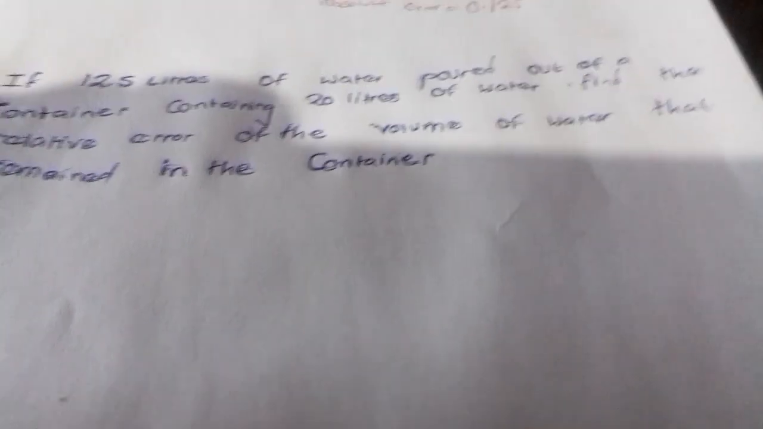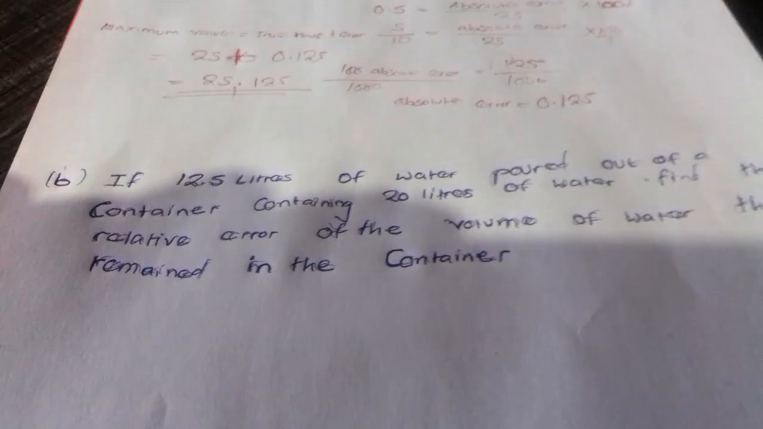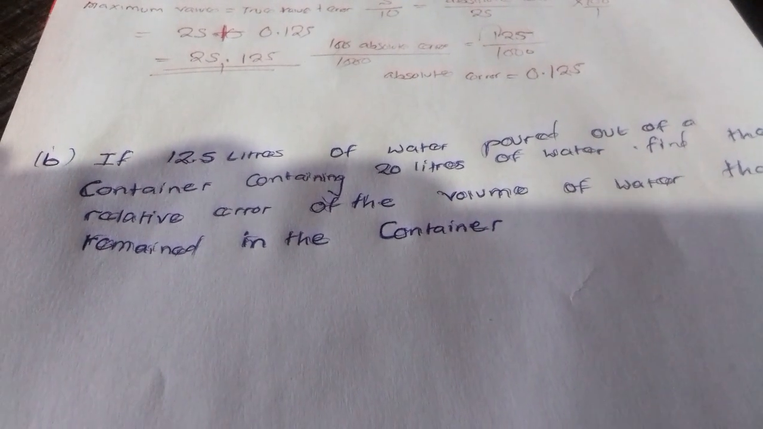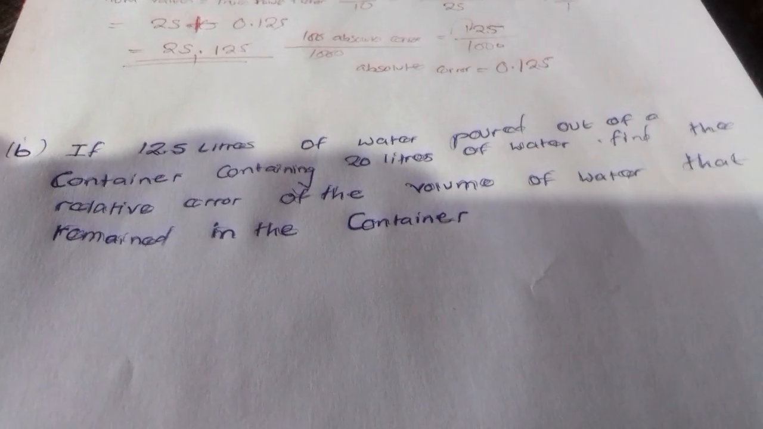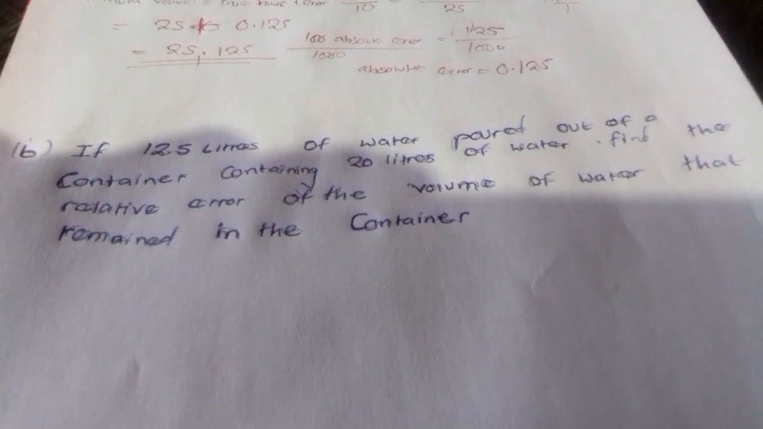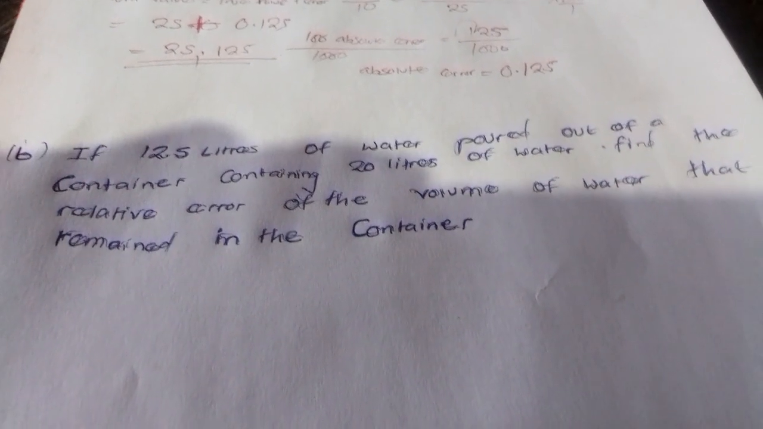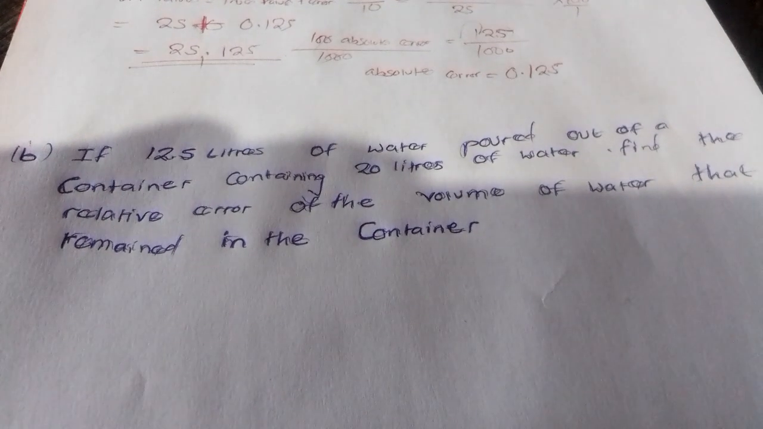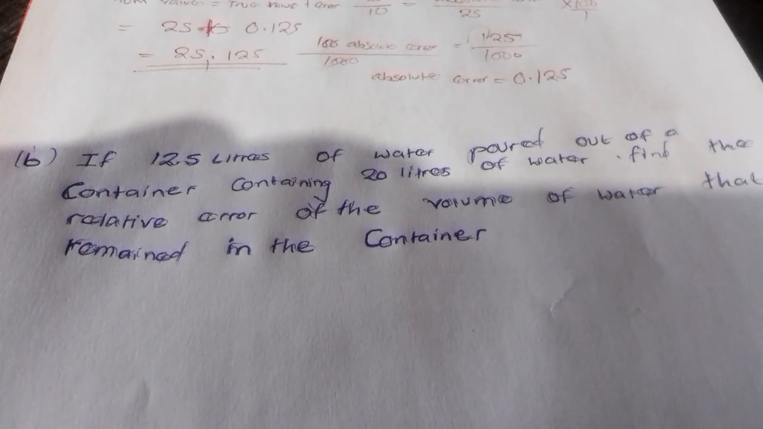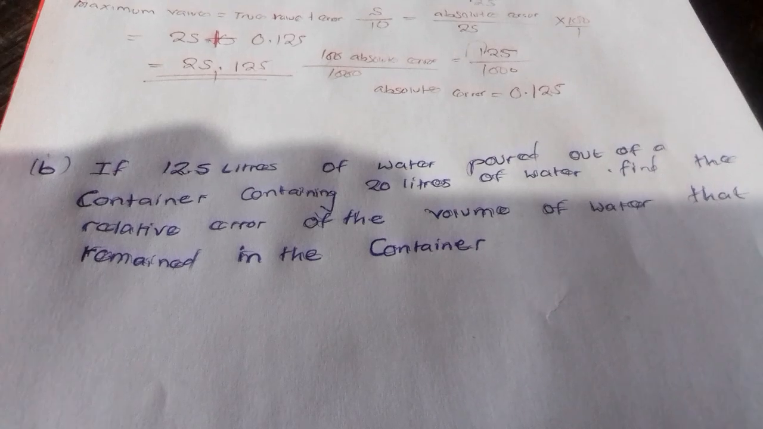So 12b is: if 2.5 liters of water is poured out of a container of 20 liters of water, find the relative error of the volume of water that remained in the container.